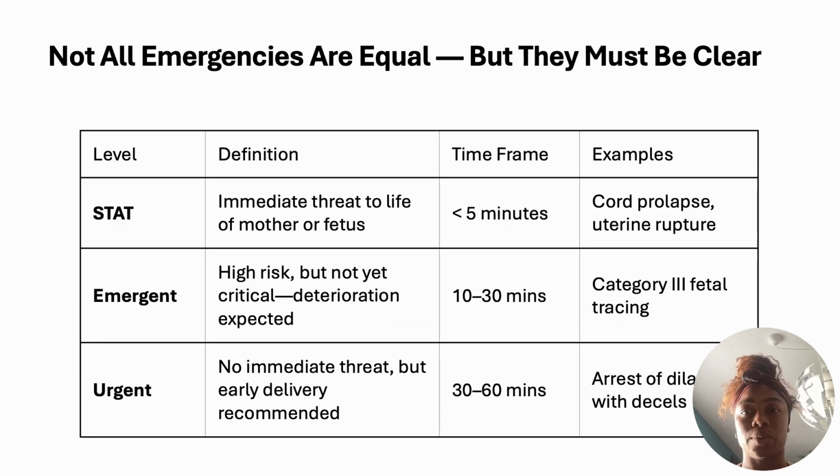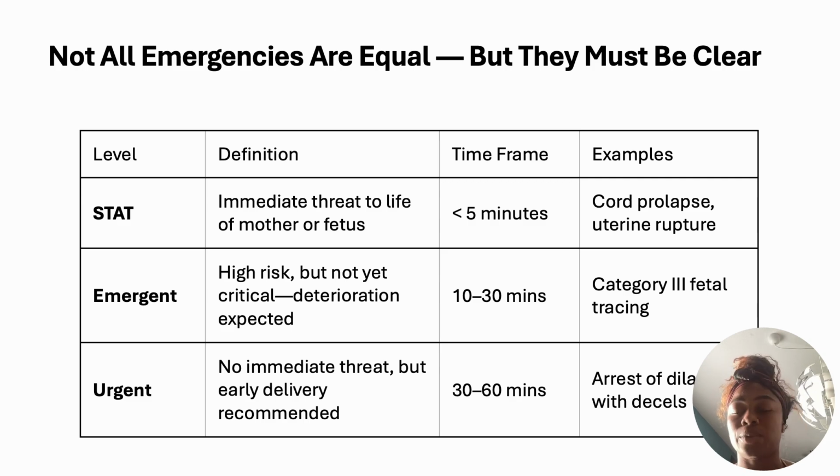Not all emergencies are equal, but they must be clear. So this is my table on the levels of stat, emergent, urgent, and the definitions. So stat: the immediate threat to life of the mother and fetus. I feel like every hospital should have a standard of what stat, emergent, and urgent is to that hospital, or everyone should have a universal protocol. The time frame should be less than 5 minutes. Examples: cord prolapse, uterine rupture.